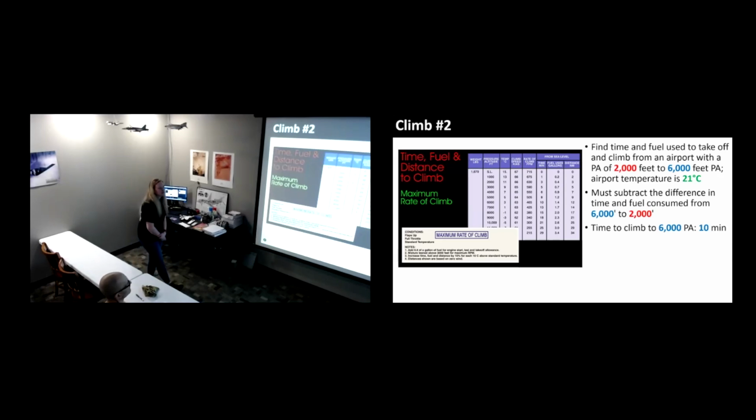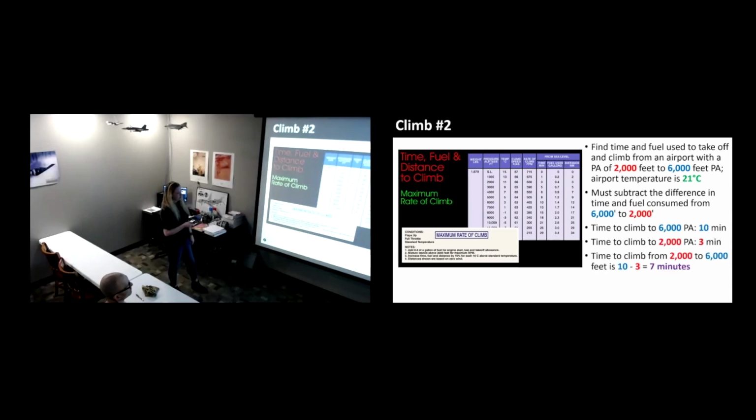If we're climbing from 2,000 feet to 6,000 feet, it's a little bit different. So we take 6,000, it says it's going to take us 10 minutes, right? Sorry. It's going to take us 3 minutes to get to 2,000 feet. This is messing me up. So we want to subtract that 3 from the 10 because we just need to know how long it takes to get from here to here. Okay, pretty easy.